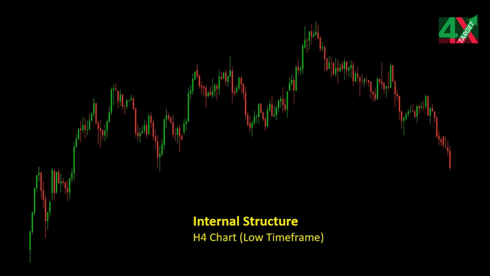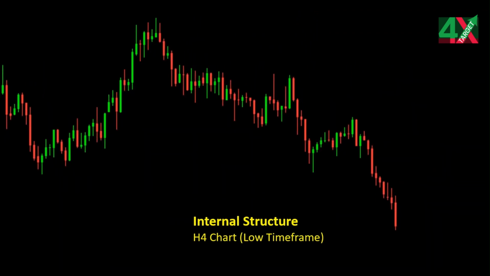To strengthen our analysis, we switch to the internal structure. On the H4 timeframe, we observe a new series of lower lows and lower highs forming, which confirms the break of structure. A change of character in the external structure. A break of structure in the internal structure. This confluence between internal and external structure gives us a high probability signal that the market sentiment is shifting downward.